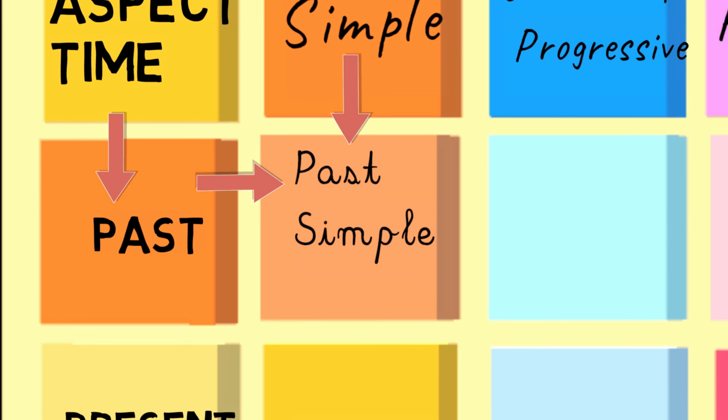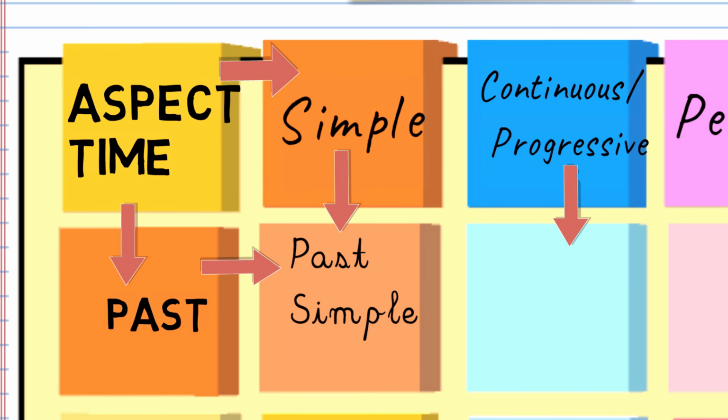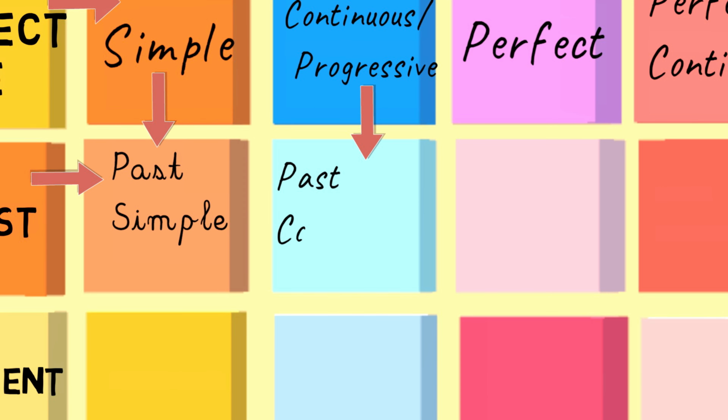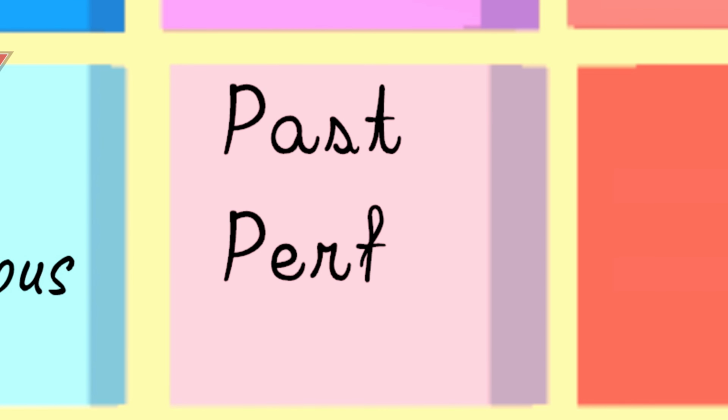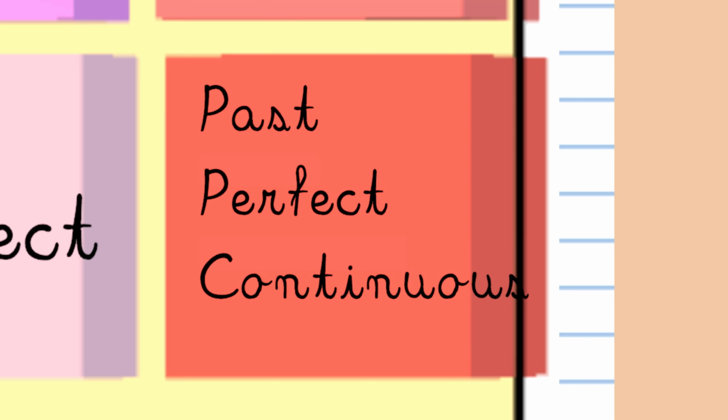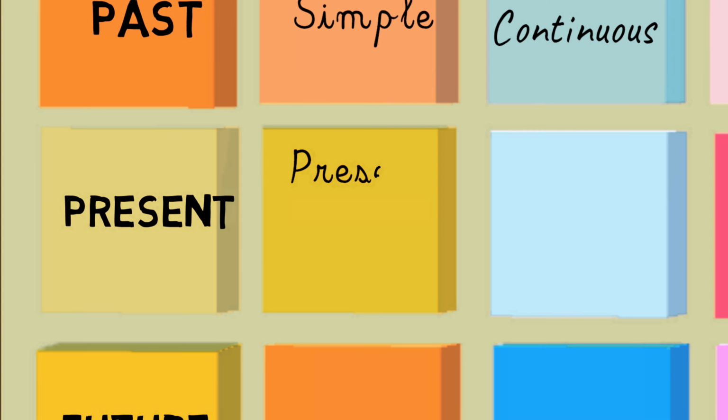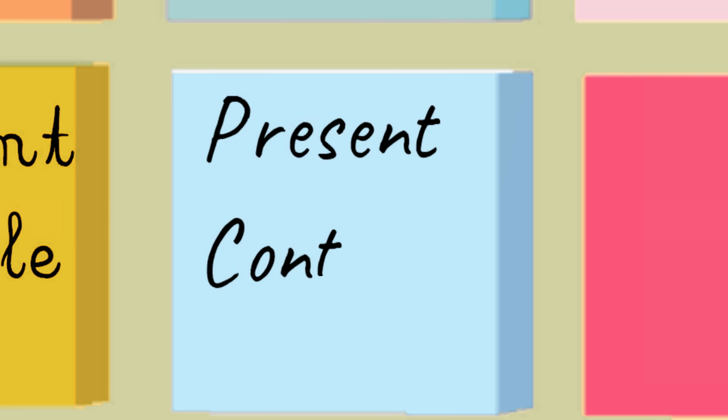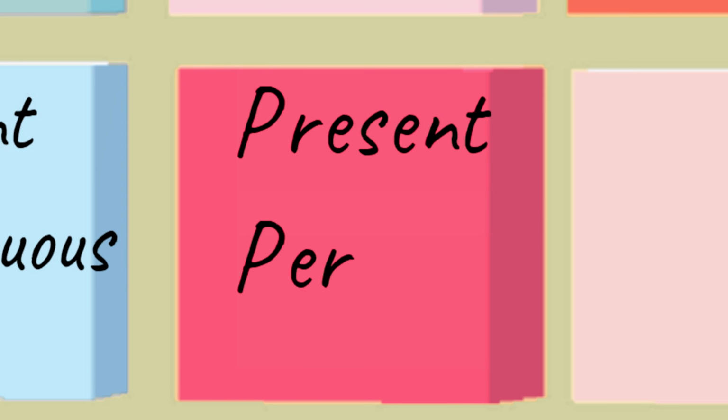The past time and the simple aspect make the past simple tense. Then the past time and the continuous aspect make the past continuous tense. In the same way, the past perfect and the past perfect continuous tenses are formed. The present time and the simple aspect combine to make the present simple tense. Likewise, the present time and the continuous aspect make the present continuous tense, also known as present progressive tense. Further, we have the present perfect and the present perfect continuous.